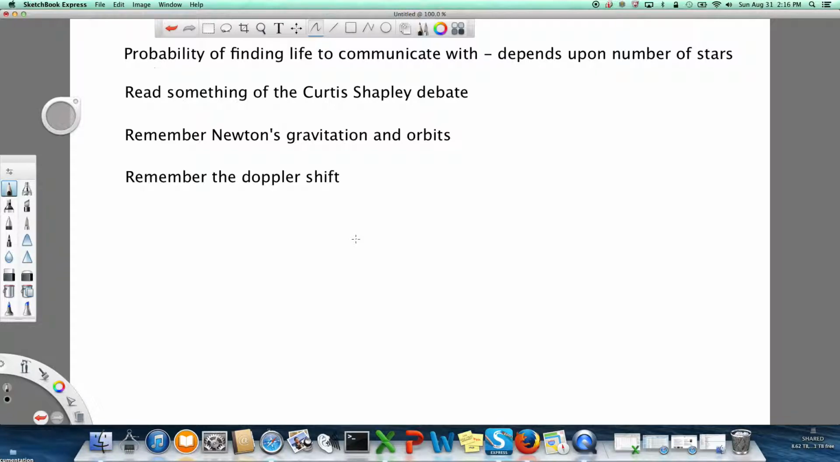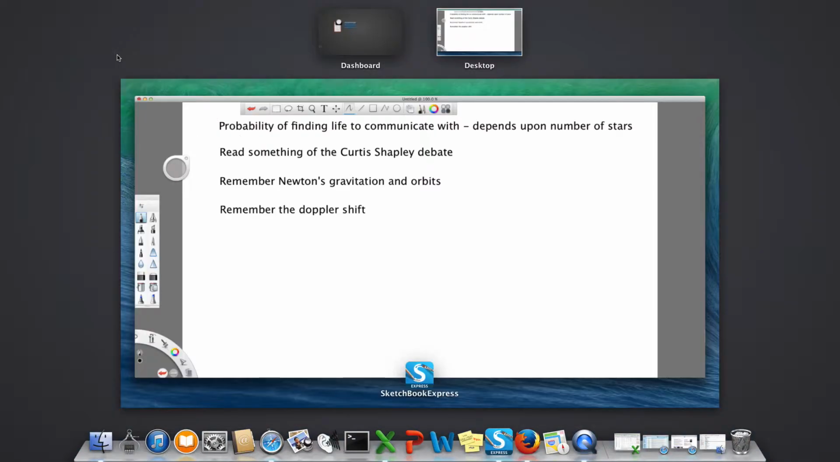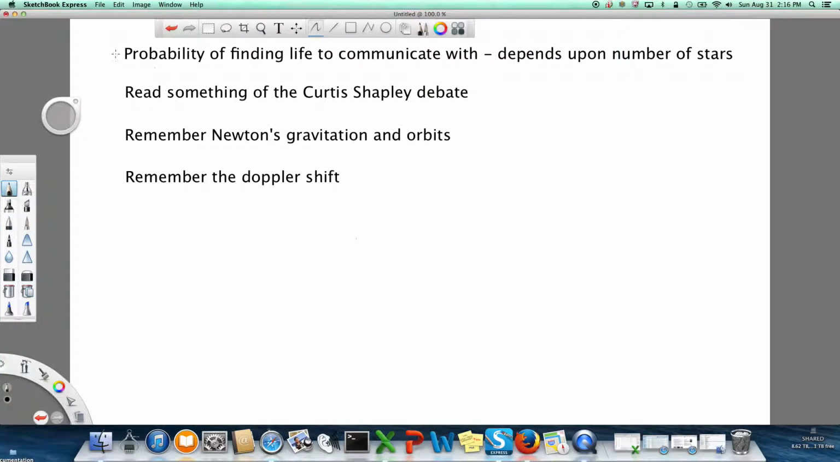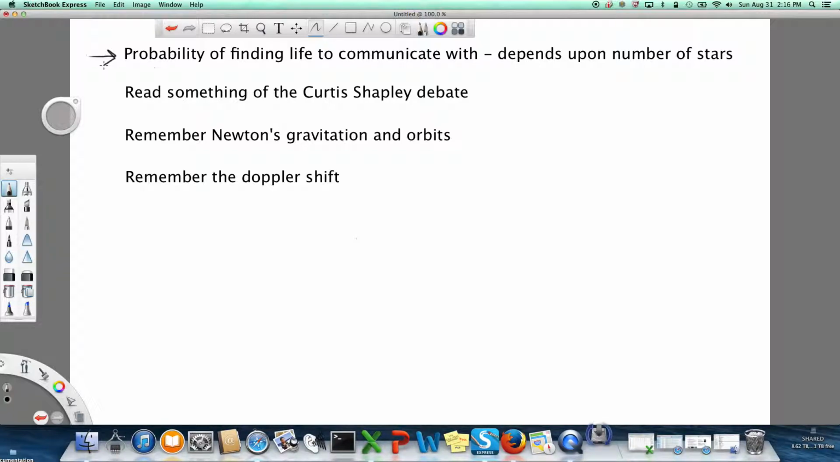As you get ready for class on Monday, we're going to be talking about, at some level, the probability of finding life that we could possibly communicate with or interact with. Now, we're going to find that depends upon the number of stars. Think for just a minute about why that would be. Why would stars be necessary for life? And therefore, why we want to consider the number of stars if we're going to try and consider the probability of finding life to communicate with.